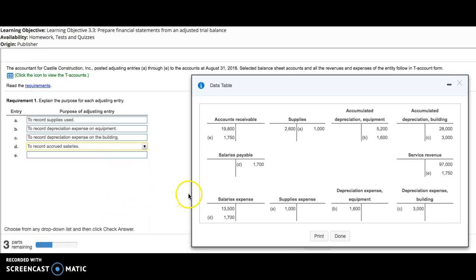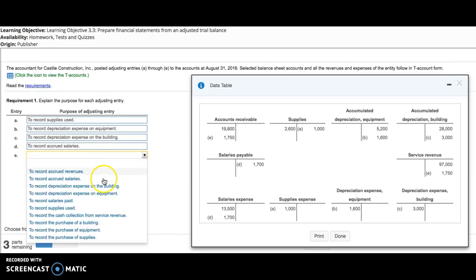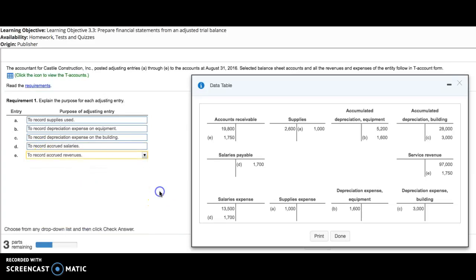And then finally we have E, service revenue. What do we have here? We are recording the accrued revenues as well. So remember the concepts of accrued or accruals and deferrals, which have to do with the accrual method of accounting, right? That tries to recognize the appropriate matching expenses and revenues in that accounting period, whether it's a month, a quarter, a year, a week, whatever the accounting period happens to be.